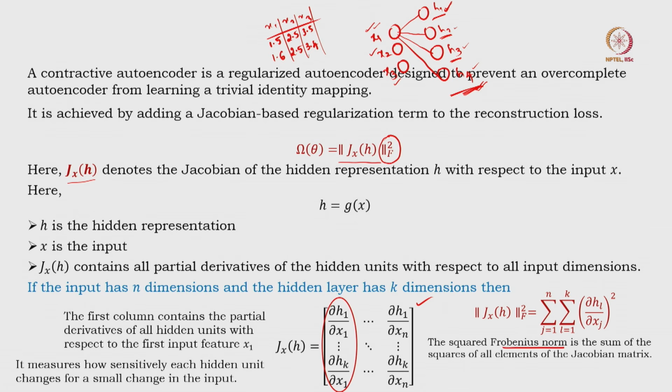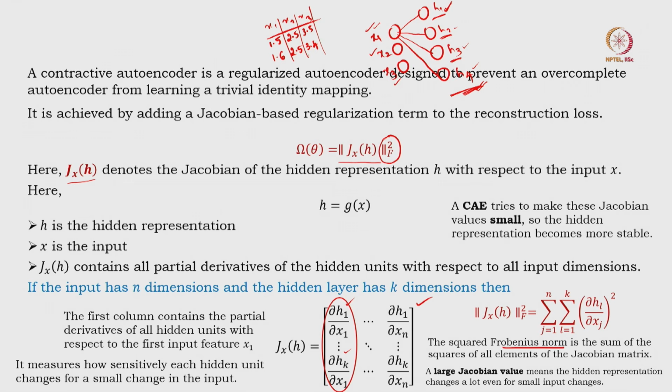So it is the sum of the squares of all the elements present in the Jacobian matrix. Now, if this value is very high, what is the meaning of it? It means the values of the elements in this matrix are high, and if the values are high, the squares will be even larger. So every hidden unit is changing too much for a small change in the input. That is what a large Jacobian value means: the hidden representation changes a lot even for a small change in the input. But we do not want that.